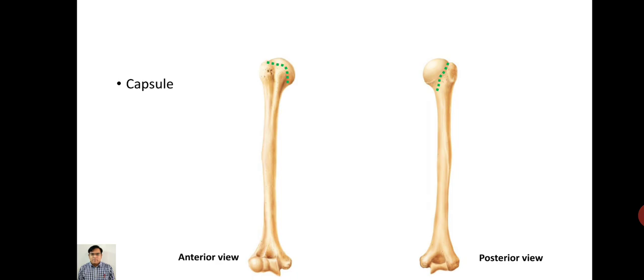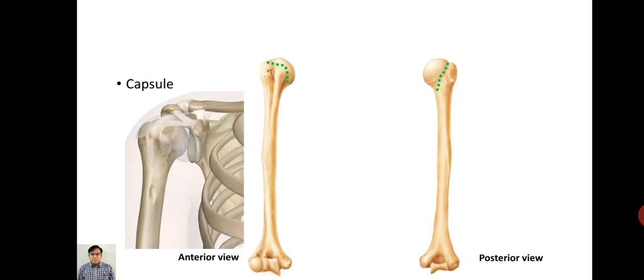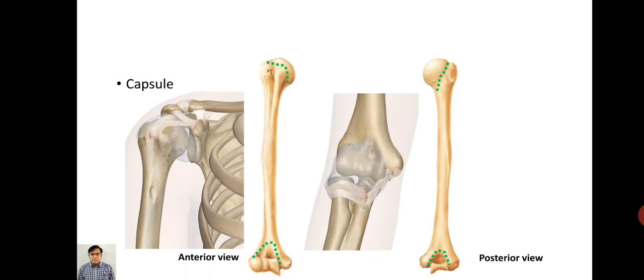The point to be noted here is the capsule extends 1 centimeter below the head on the medial side. So this is the capsule of the shoulder joint. Now the capsule of the elbow joint, which encircles the articular part plus the coronoid and radial fossa anteriorly, and posteriorly it covers the olecranon fossa, this one. So this is the capsule of the elbow joint.